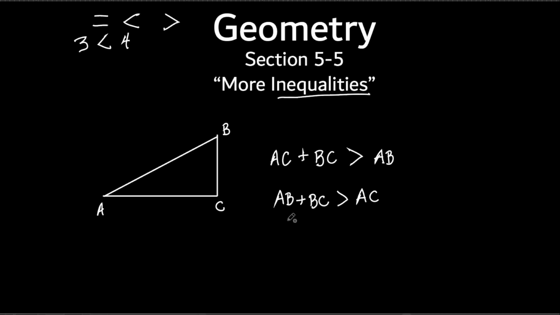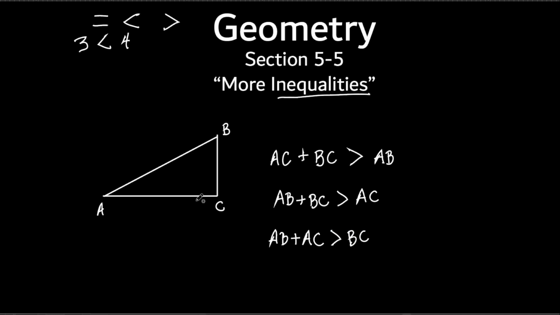Let's do one more since we're going there. We went this one plus this one is greater than this. Then we went AB plus BC. So now I could go what? AB plus AC. Couldn't I? Yeah. So AB plus AC must be what? Greater than BC. That's basically what we're talking about.